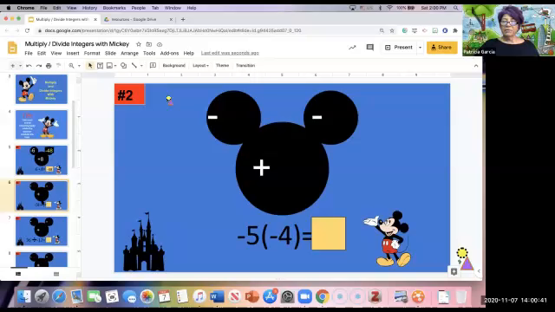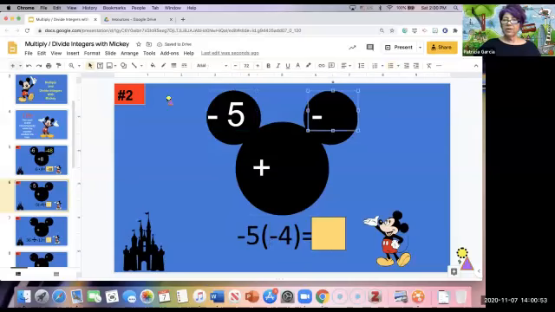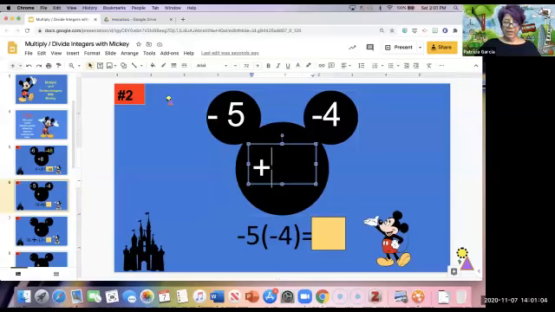And then the next problem, this is another symbol for multiplication. Here we have parentheses. So we have -5, and we're going to put our -5 here. And then we have -4. So we're going to place our -4 here. Again, that's the first step. Next, we're going to multiply, and 5 times 4 is 20. And we're going to put it in the place where the Mickey face is empty.